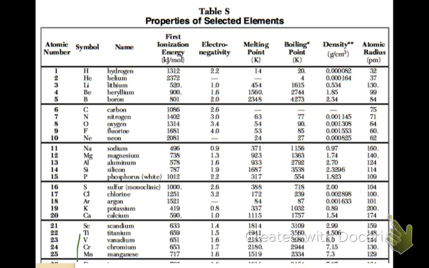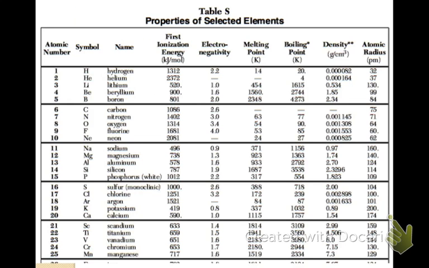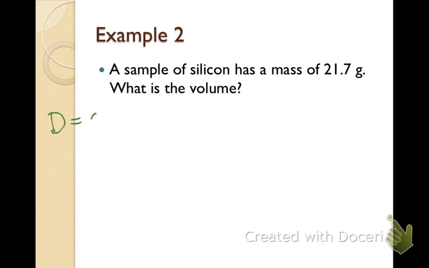Alright, so let's keep going. The second example says a sample of silicon has a mass of 21.7 grams. What is the volume? So they're not really giving us much here. We have the mass is equal to 21.7. We want to figure out what the volume is. In order to do that, we have to know what the density is. We know that they told us it was silicon. So let's go up and go to Table S. Let's find silicon. There we go. Alright, that's what we want for density. So it's 2.3296. So let's write down the density is equal to 2.3296. Make sure I'm correct. That's grams per centimeters cubed.